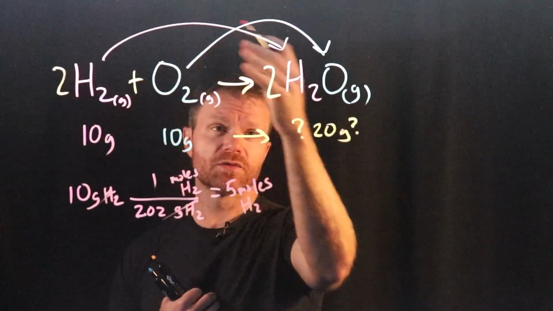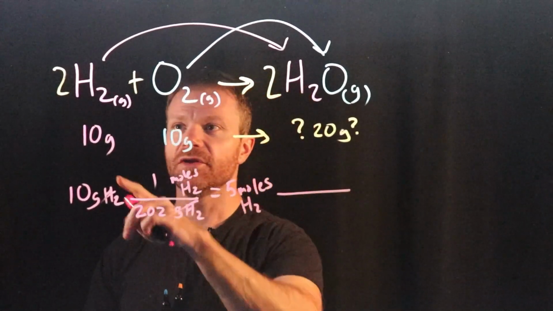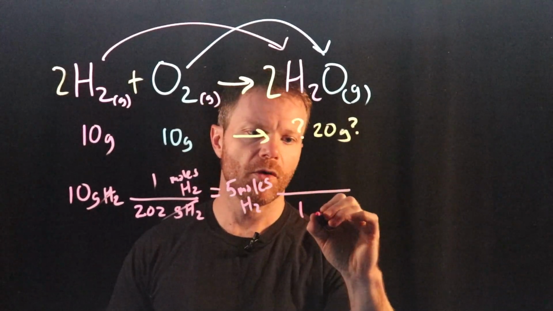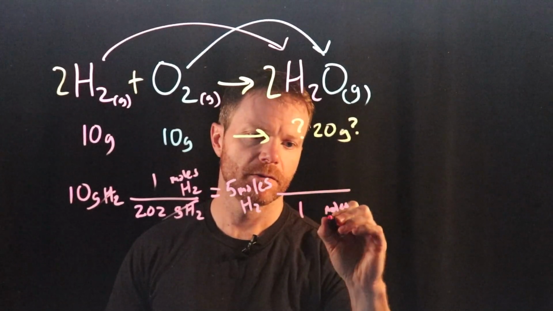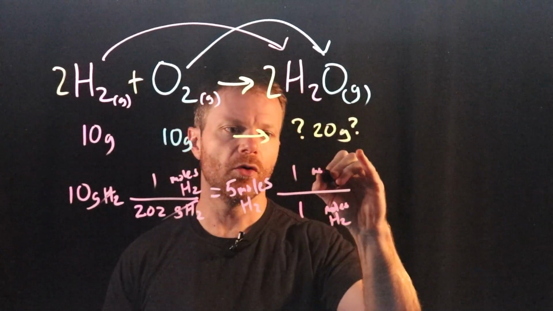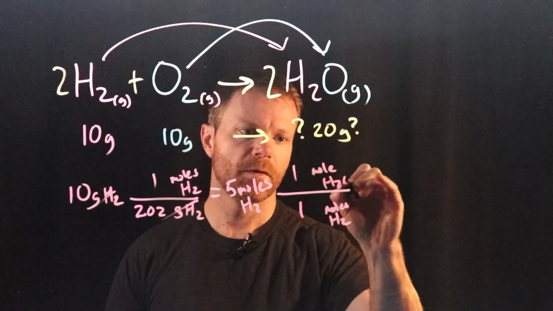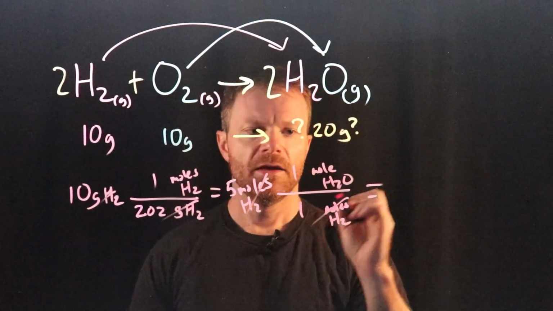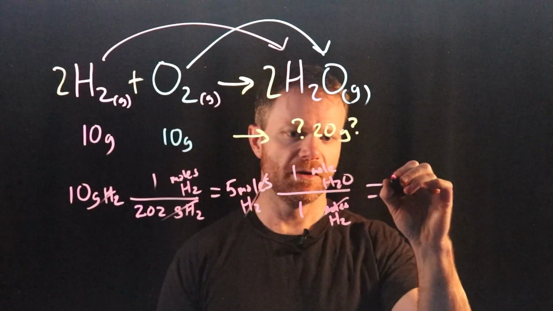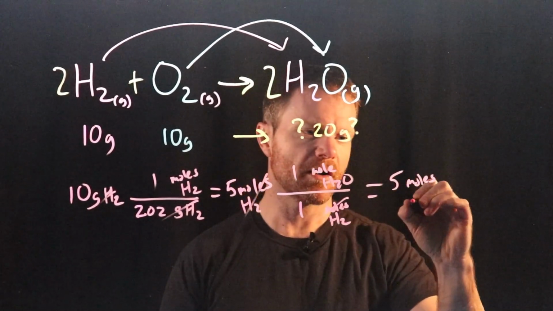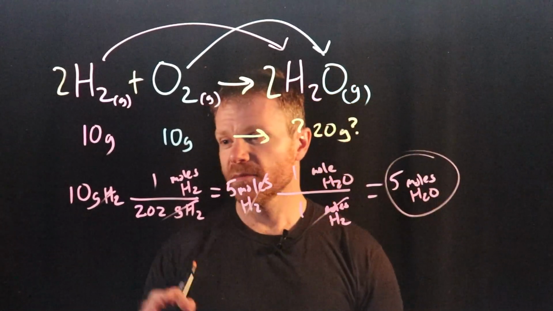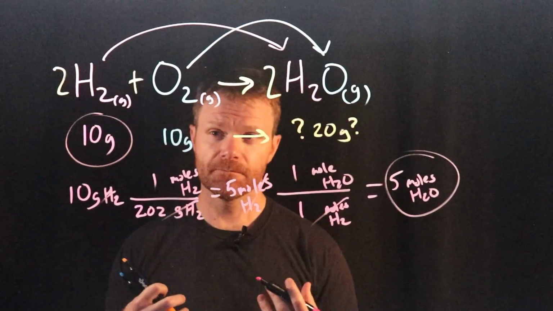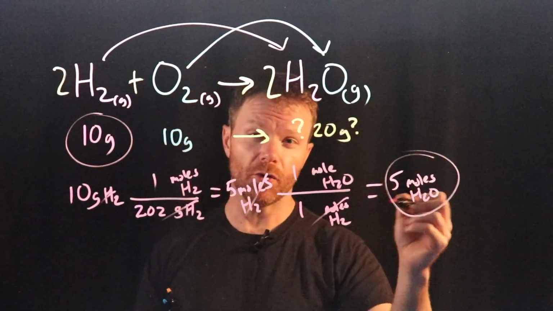Now, if I want to know how much water that's going to make, I'll have to use the mole ratio, and you can see there's a 2 here and a 2 here. So for every 1 mole of hydrogen, I'm going to make 1 mole of water, right? Because 2 to 2 simplifies to 1 to 1. Moles cancels with moles, and I'm going to have 5 times 1, 5 moles of water. Okay, so my 10 grams of hydrogen gives me enough hydrogen to make 5 moles of water.